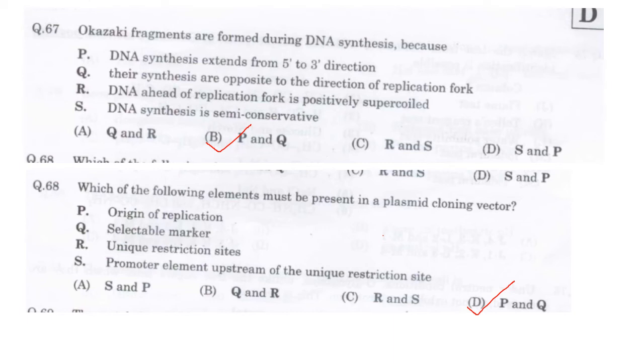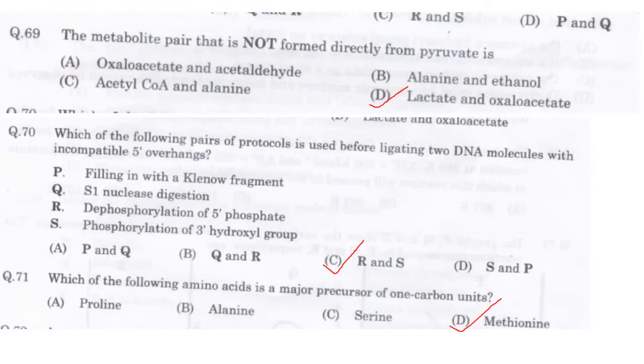Next one. Which of the following elements must be present in a plasmid cloning vector? Origin of replication, yes, that has to be there. Selectable marker, that also has to be there. Unique restriction sites, need not always be. Promoter element upstream of the unique restriction site, no. So what are the options? P and Q. So the answer is origin of replication and selectable marker. They are the basic ones which are required for any cloning vector.